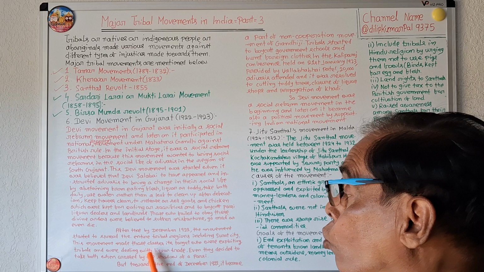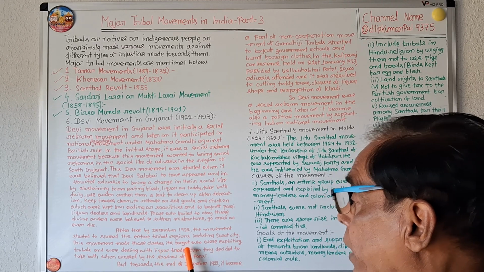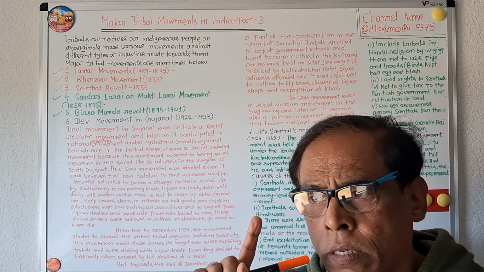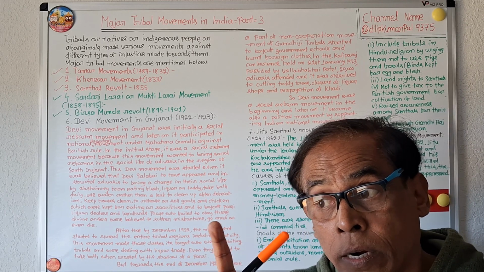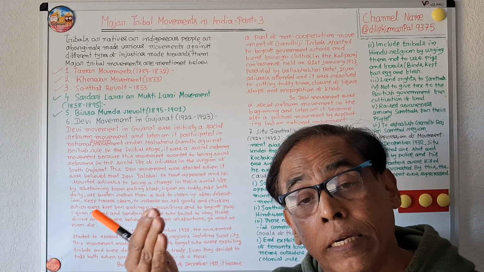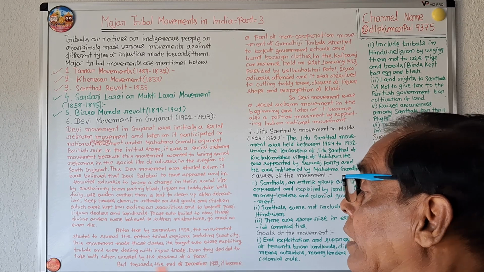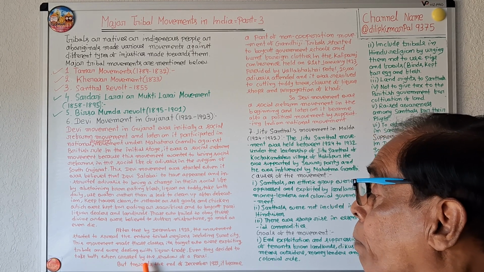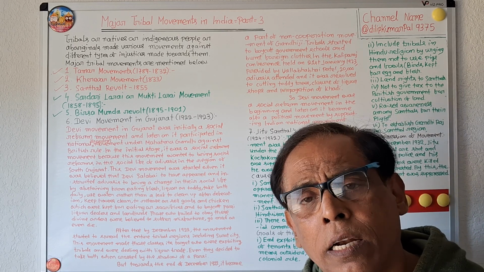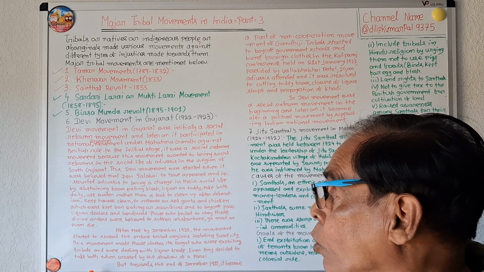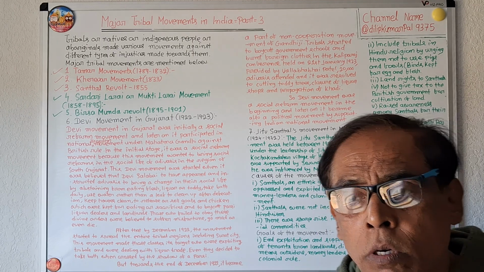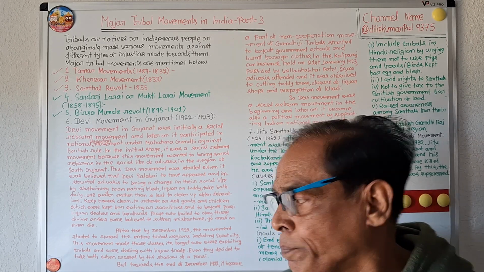This movement made those classes its target who were exploiting tribals and were dealing with liquor trade. This movement targeted landlords, liquor dealers, those who were exploiting tribals. They hated Parsi liquor dealers so much that they decided to take bath when crossed by the shadow of a Parsi. If they came across the shadow of a Parsi, they would take bath.